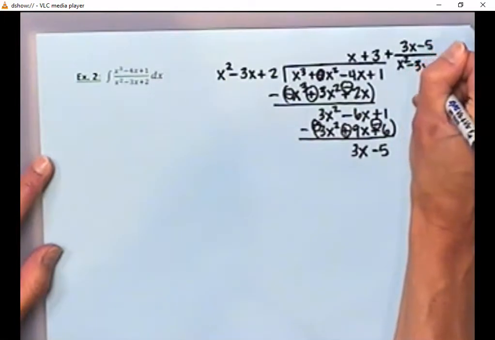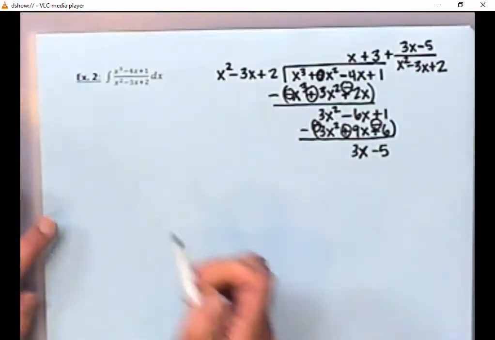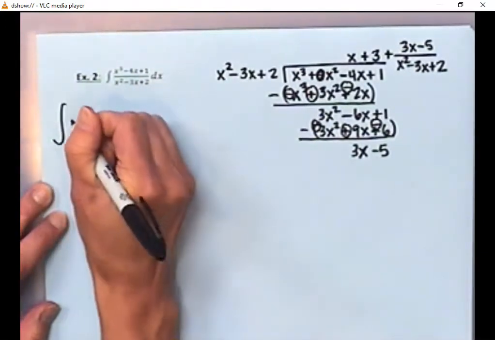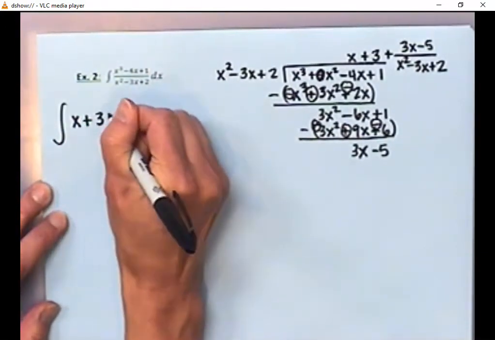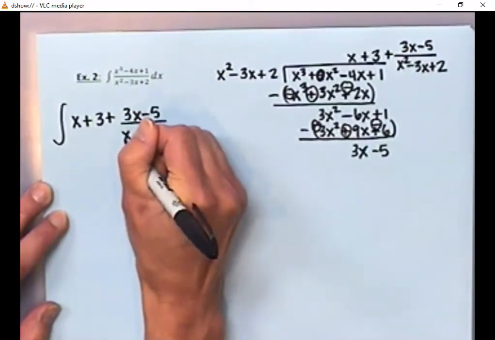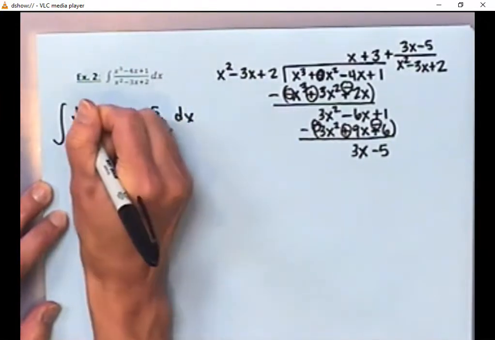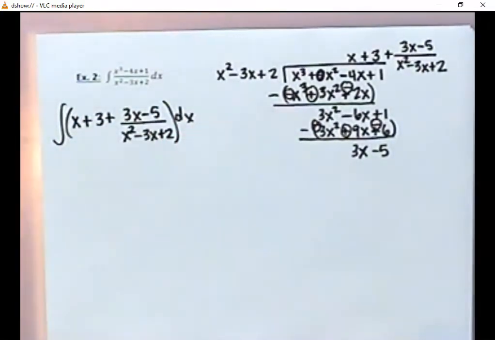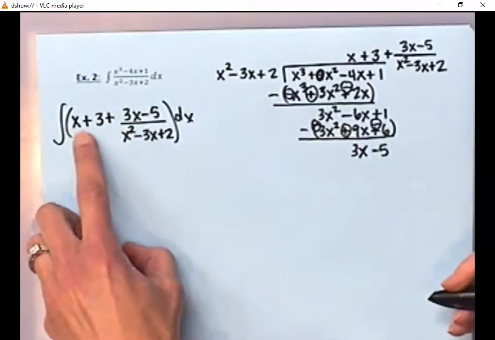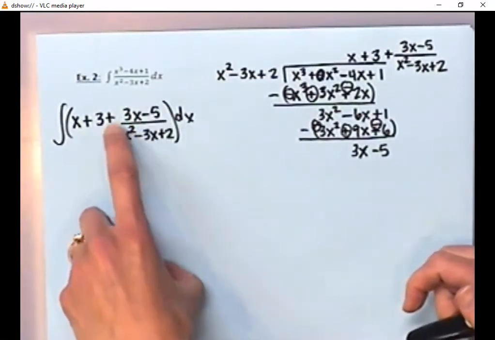Yes, got it. The divisor, x squared minus 3x plus 2. Okay, so now I have this integral. It is the integral of x plus 3 plus 3x minus 5 over x squared minus 3x plus 2 dx. Okay. Now I ask myself if I can integrate this. So can I integrate x? Sure. 3, no problem. Can I integrate this fraction?